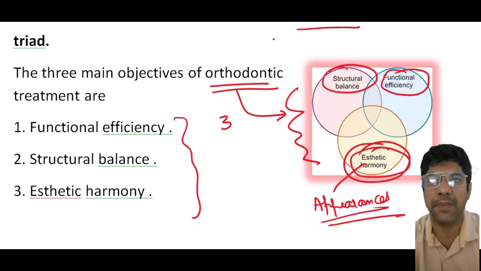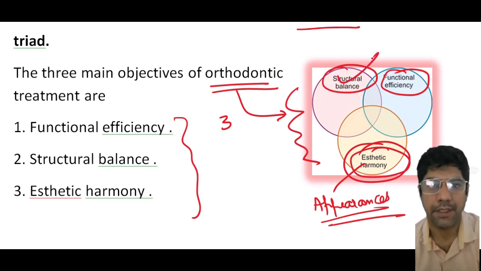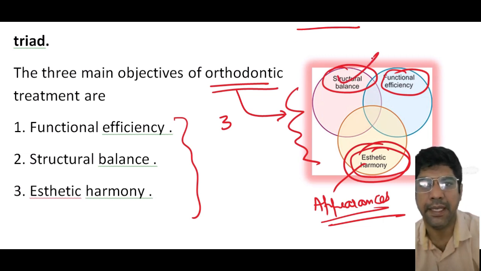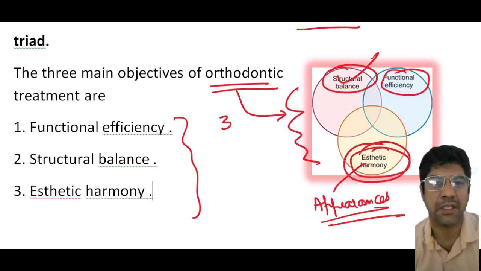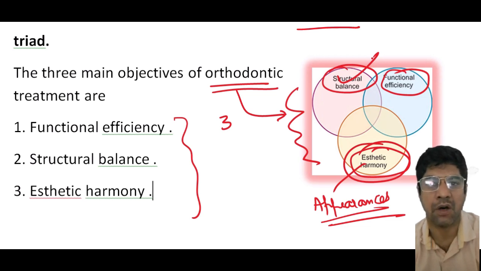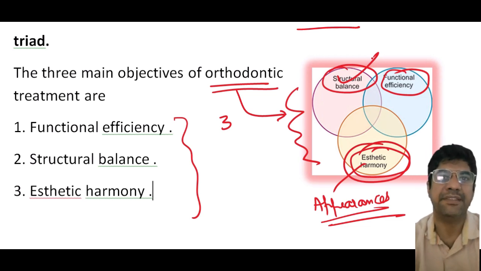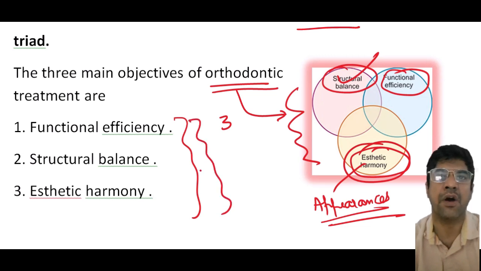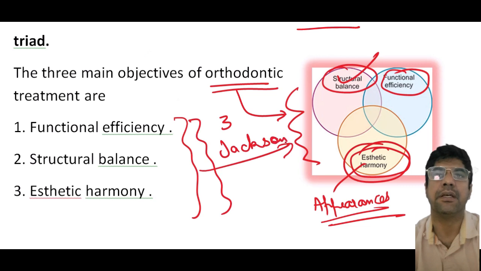Other is the structural balance. Ortho treatment not only addresses the alignment of teeth but also considers the surrounding soft and skeletal tissue. So it is essential to maintain a balance between these structures, so that the correction of one aspect does not harm the health of the other. So these are the three main objectives of orthodontic treatment as per Jackson's triad.